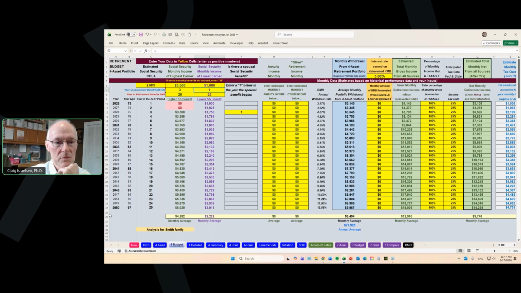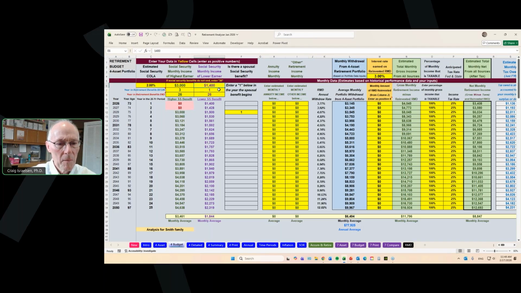Of course. So we begin with Social Security. What is your Social Security? Well, let's say it's $3,000 a month, and the spouse is $1,500. Let's call it $1,400 a month. All right. And you enter like a 3% COLA or whatever, 2% COLA, whatever you want to enter in. When does the benefit begin for this earner, the highest earner? If it begins in year 3, you put 3, and there it is. In year 3, it begins right there.